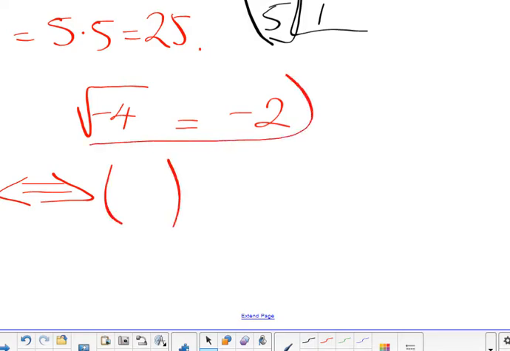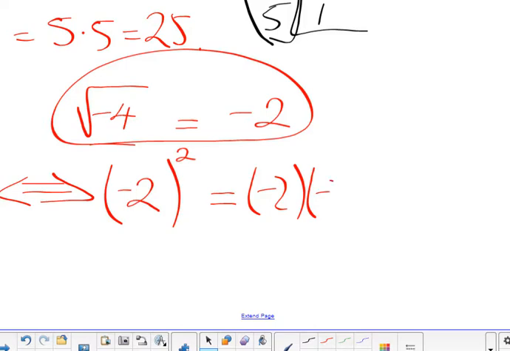If this is true here, that would mean that negative 2 raised to the power of 2 would have to be equal to negative 4. But look, negative 2 raised to the power of 2 is negative 2 times negative 2, which is equal to positive 4. So guess what? The square root of a negative number has no solution, at least in the set of real numbers. So that cannot be. If you try putting that in your calculator, it's going to come up with an error message for you.